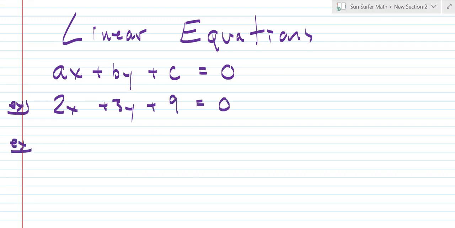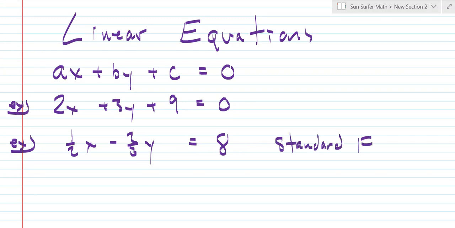Another example would be something like 1/2 x minus 2/3 y, and perhaps the constant is over on the other side of the equation, something like this, equals 8. This would be what is called standard form, where the x and the y are on one side and the constant is on the other side. Standard form. The form that we're really interested in with linear equations is what is called slope-intercept form.